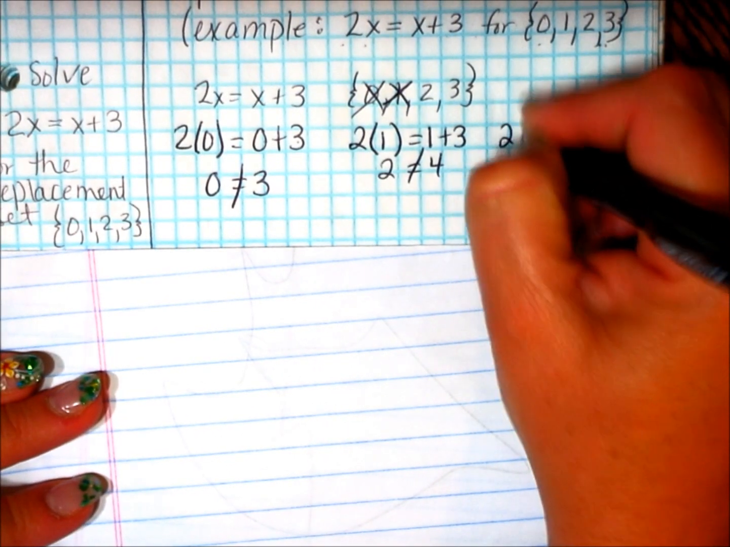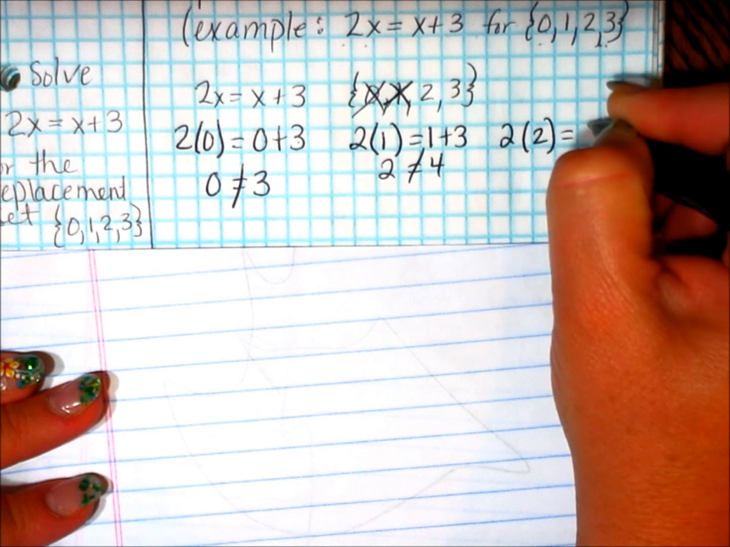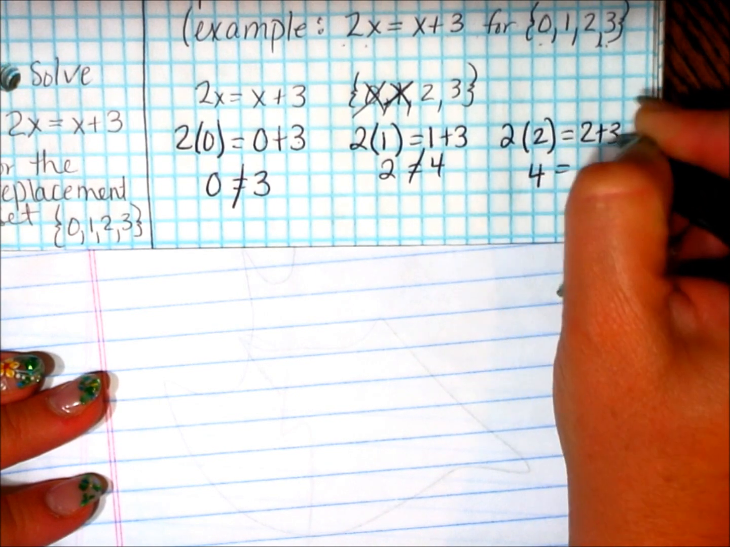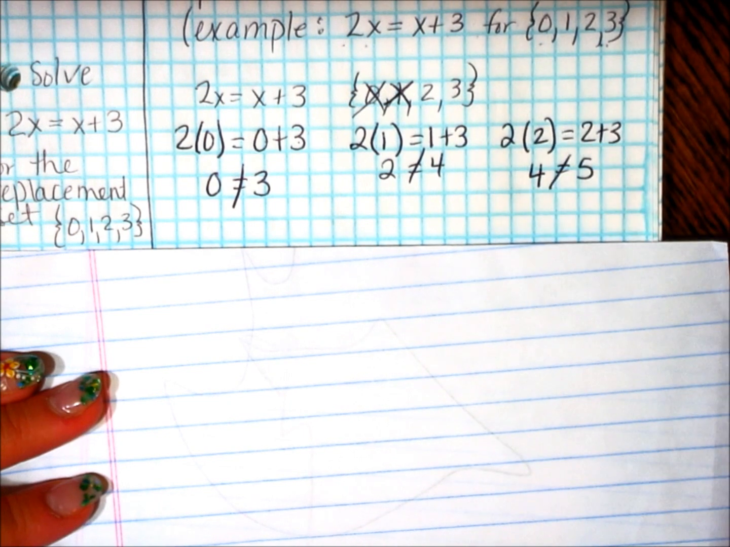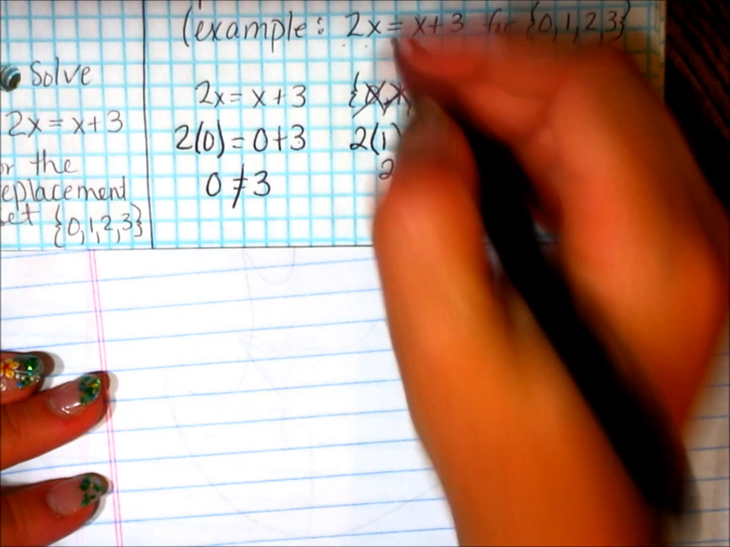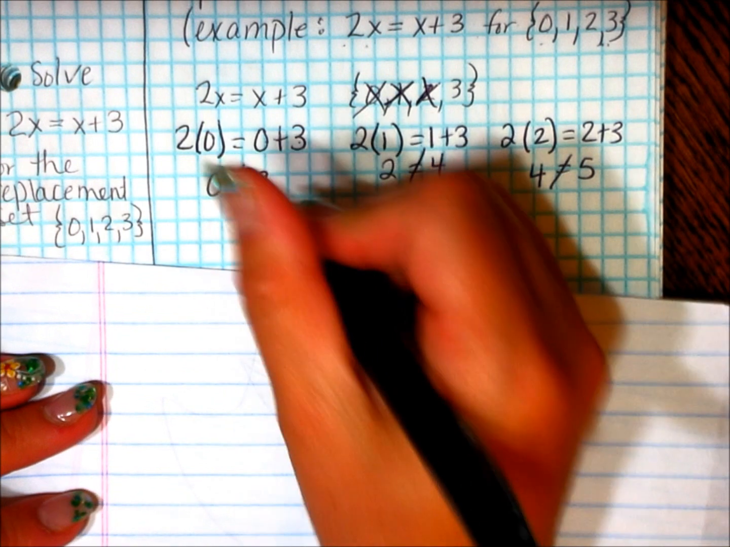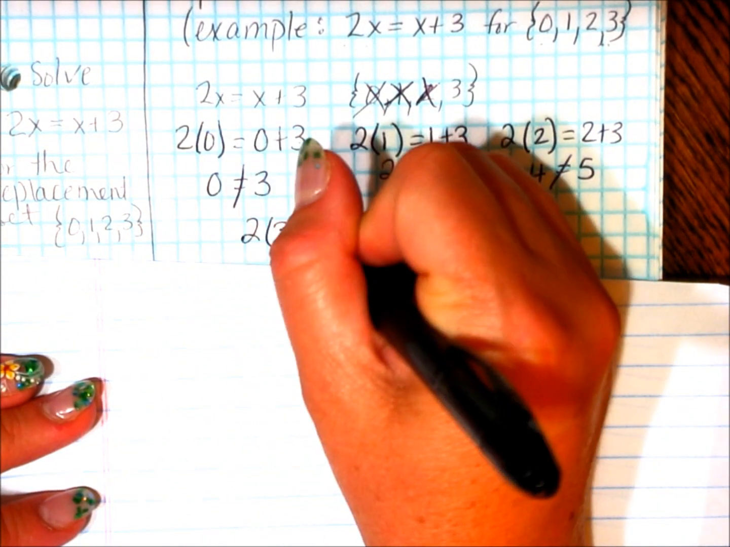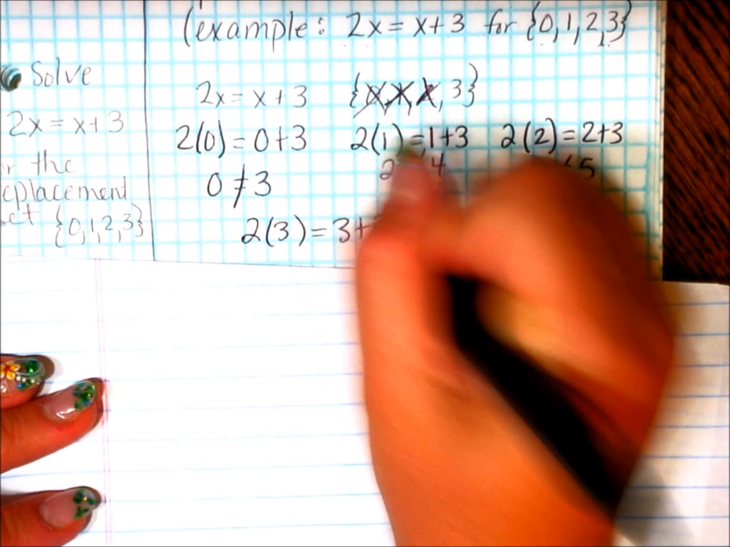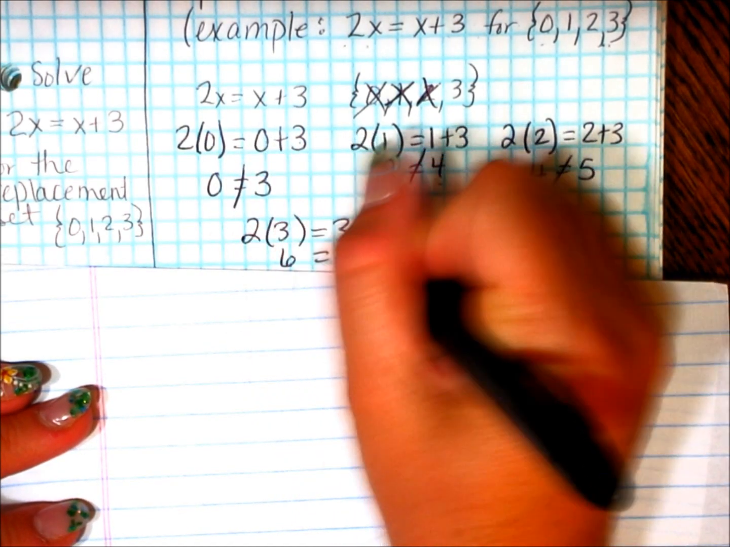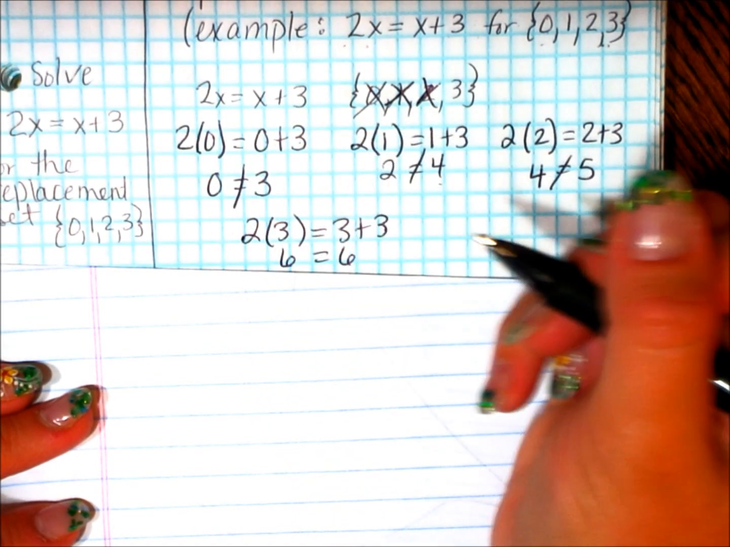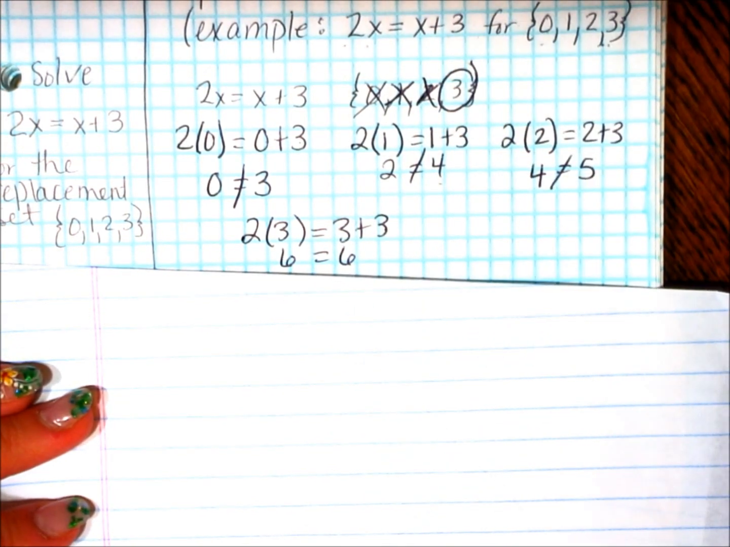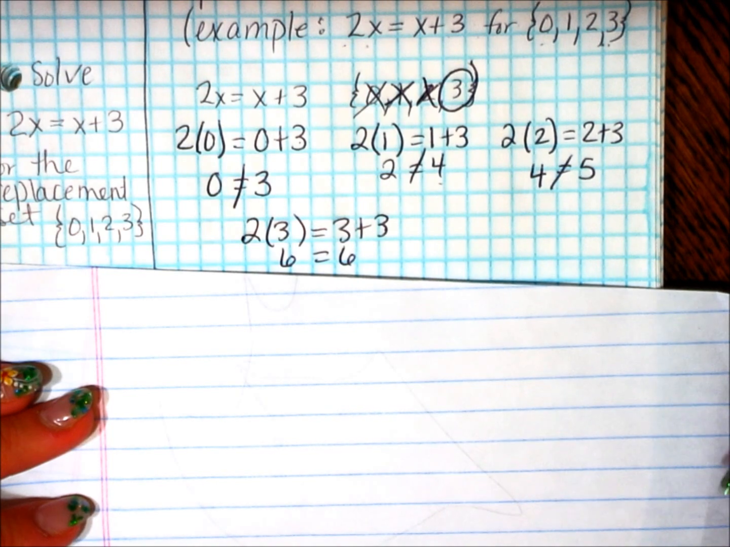So 2 times 2 equals 2 plus 3. 2 times 2 is 4, equals 5. We're getting closer, but they're still not right. So 2 did not work. So now we have here 2 times 3 and 3 plus 3. Well, 2 times 3 is 6. 3 plus 3 is 6. So the number I tried, 3, is a number that actually works for this equation.